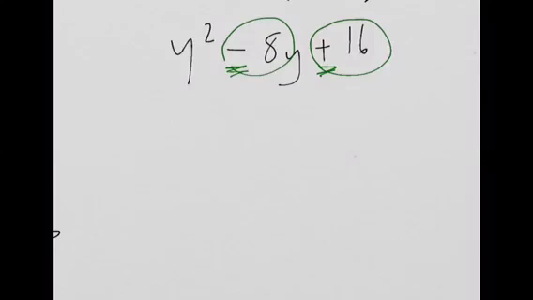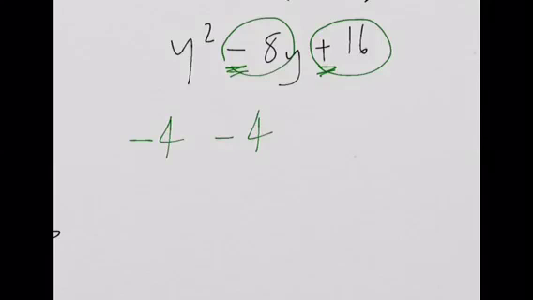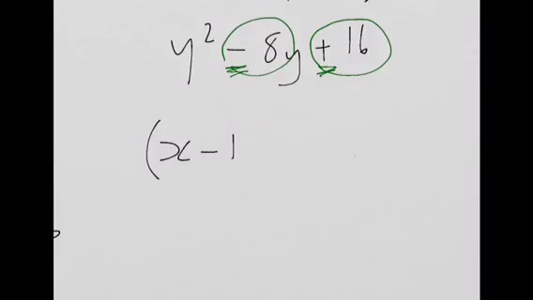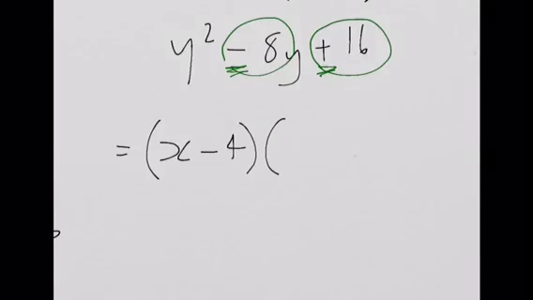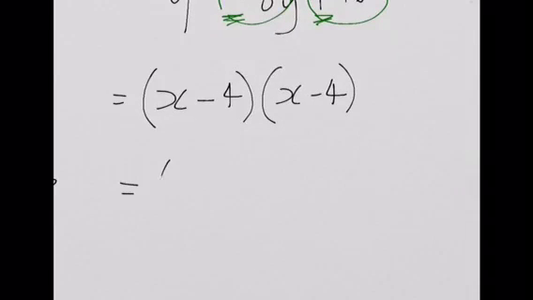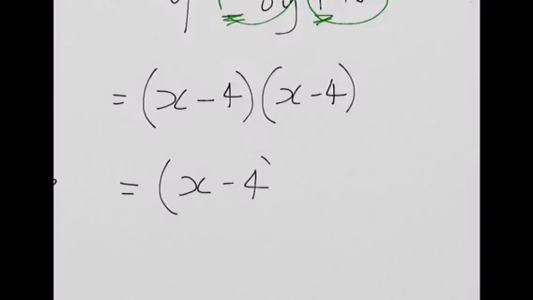So what's two things that we can multiply together to give us 16? Well, we could do 2 and 8, but that wouldn't end up giving us a negative 8. We could do negative 4 and negative 4. Multiply them together, you get 16. Add them together, you get negative 8. So we have y minus 4, y minus 4, where it actually turns out that this is a perfect square, which you can read about a bit more in the book if you like, but that is y minus 4 squared.